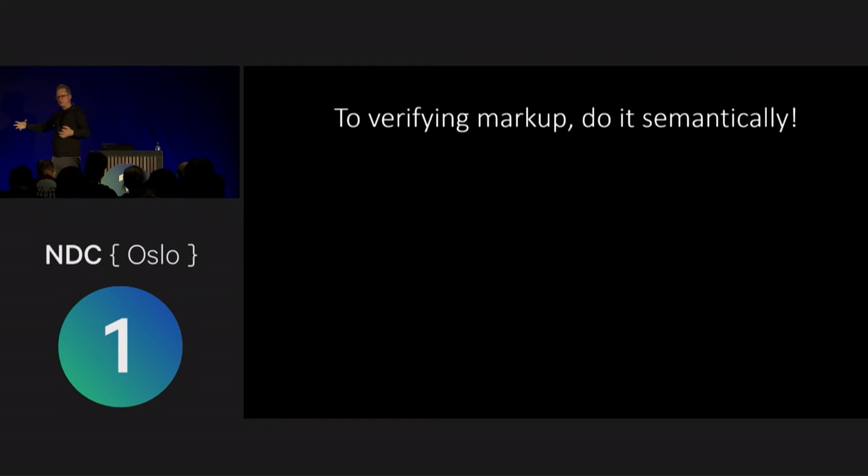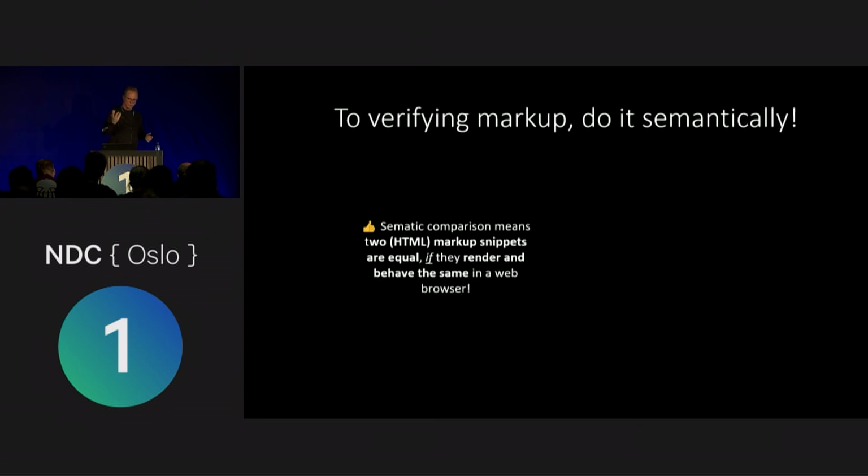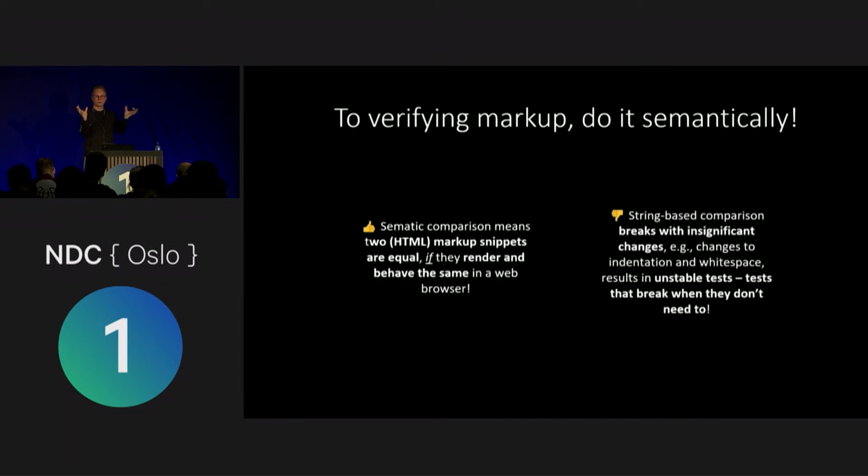So doing just markup comparison has historically been quite hard, but with bUnit we are able to do that semantically. A semantic comparison means that two markup snippets are equal if they render and behave the same in a web browser. That's really ultimately what matters, right? The opposite is the classical thing where you compare two strings to each other using just assert equals or string equals. And obviously, an insignificant change to white space, indentation, or stuff like that, which doesn't matter in the browser, is going to break your test. So we don't want that.